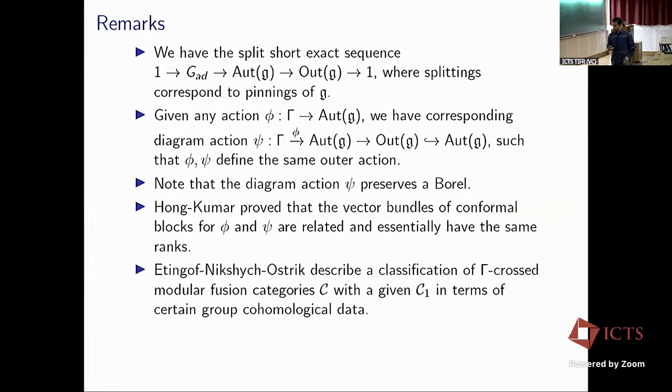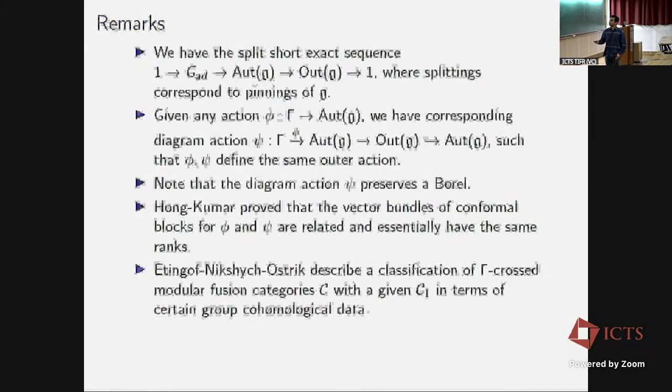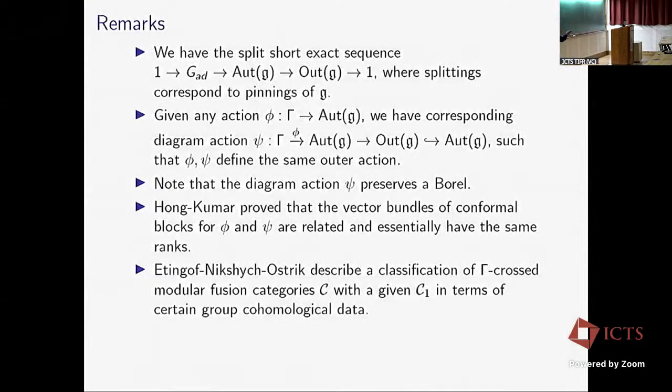Okay, and let me also comment on the relationship to the work of Etingof, Nikshych, and Ostrik. They have given a classification. I defined this notion of gamma crossed modular fusion category. Inside this, you have the C1, corresponding to the grade 1. You can try to classify all possible gamma crossed modular categories which have a fixed C1, and this classification is given by Etingof, Nikshych, and Ostrik. This classification is in terms of certain group cohomological data.